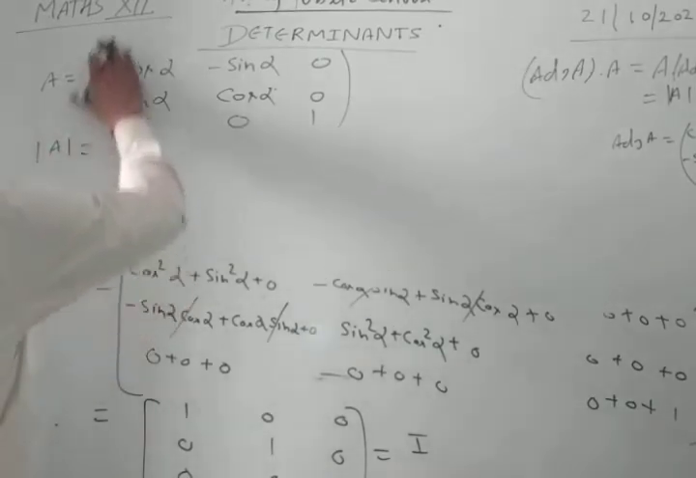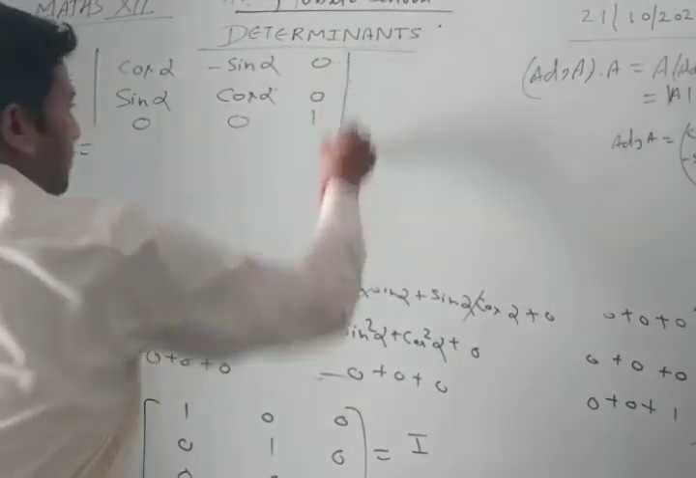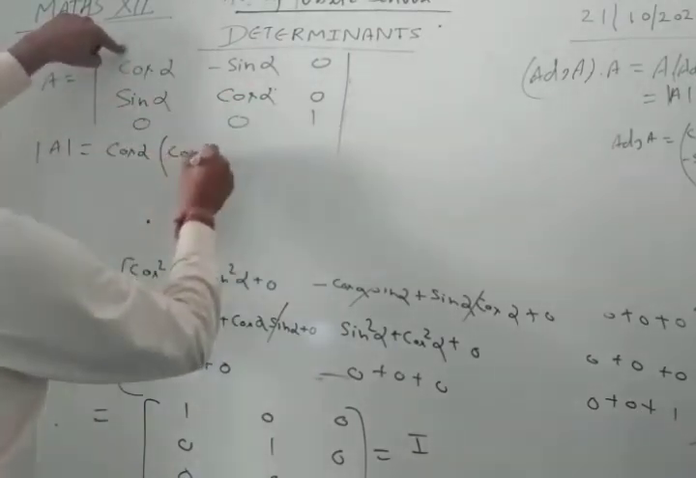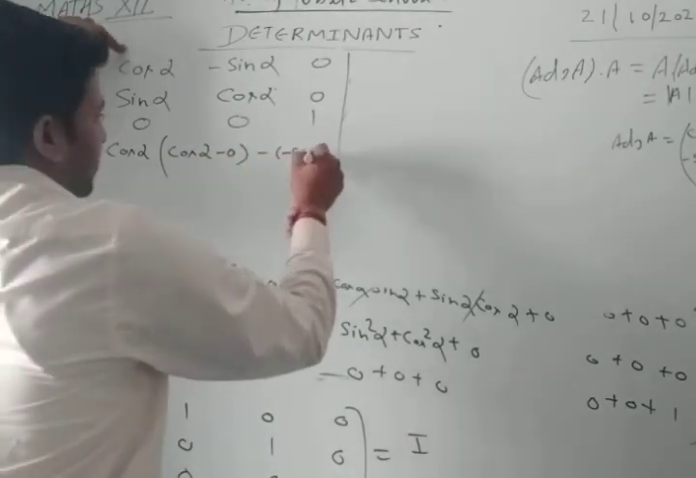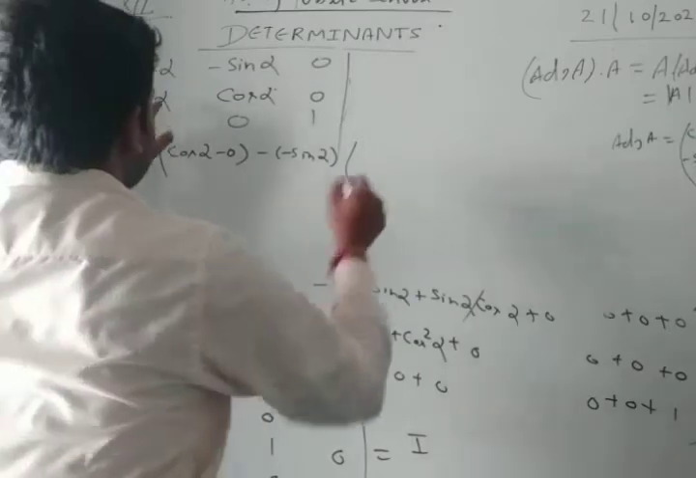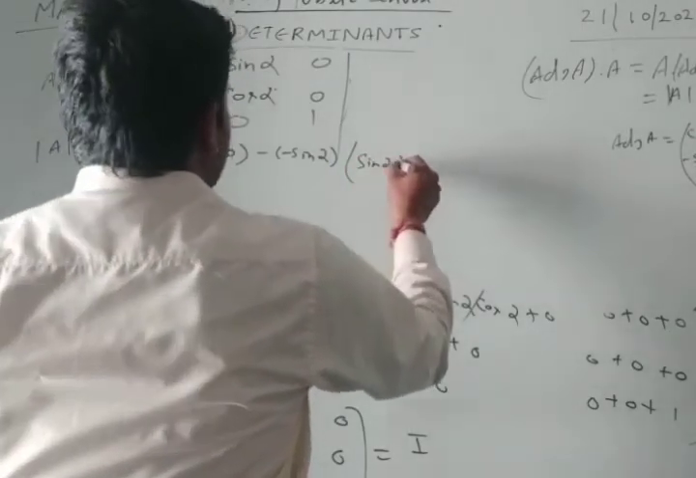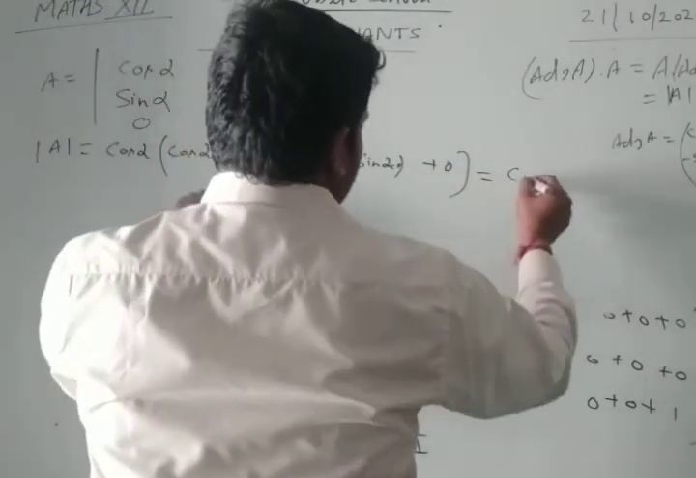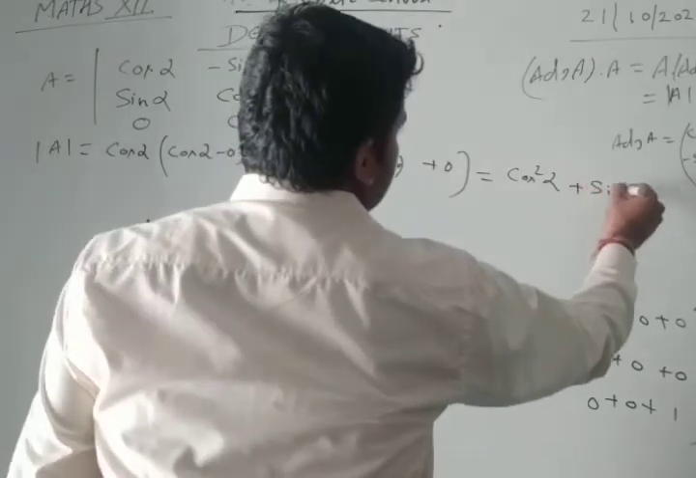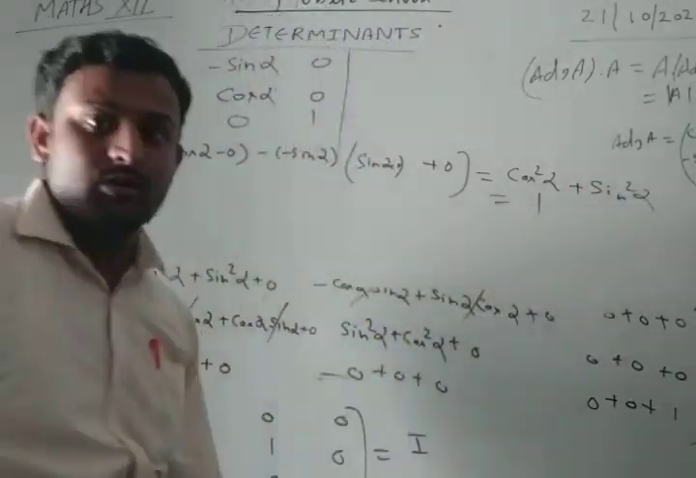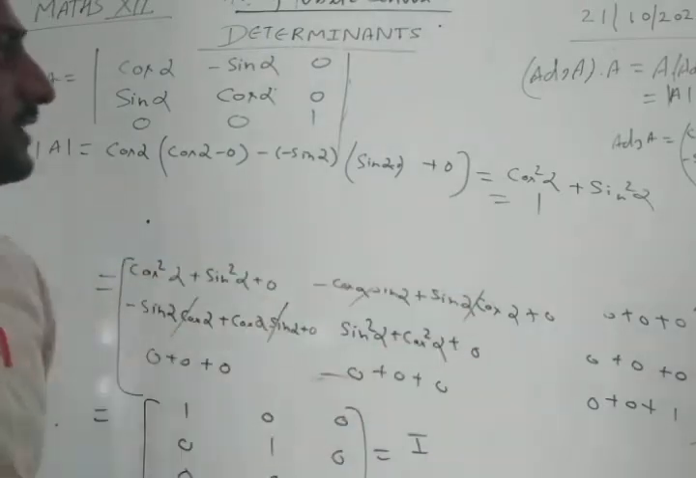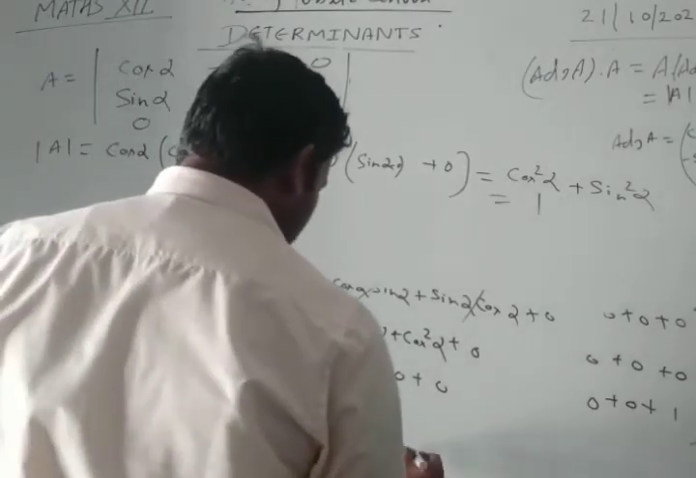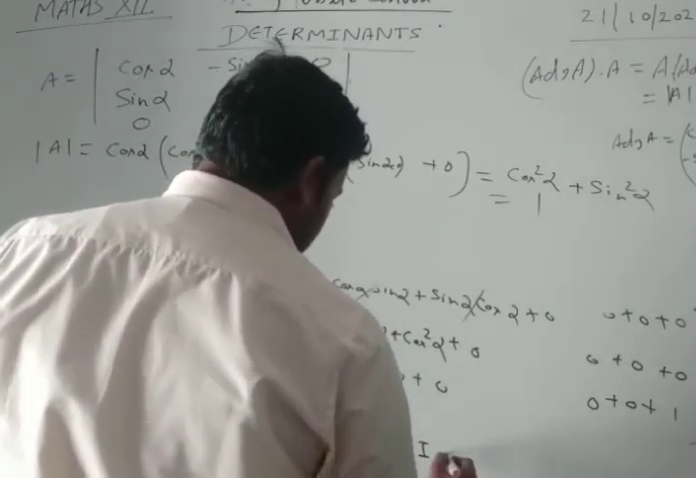So the determinant, we change this into the form of a determinant. So cos alpha times cos alpha minus 0, minus sin alpha times sin alpha minus 0, plus the third term is 0. So we get cos square alpha plus sin square alpha, which is equal to 1. So our determinant is 1.